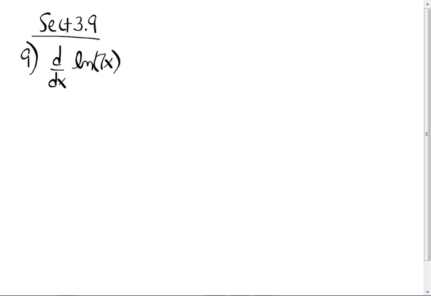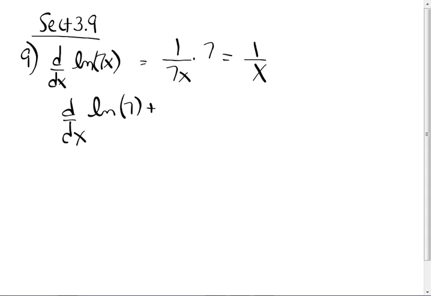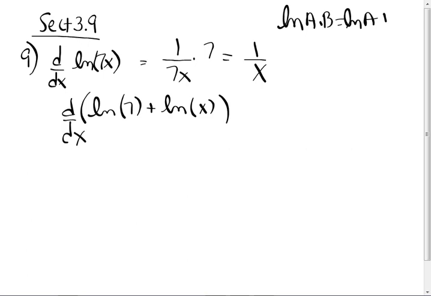Okay. Now, there's the easy way and there's the hard way. Now, the last class thought this was the easy way. It's 1 over 7x times the derivative of 7x, which is 7. And it's okay, which is just 1 over x. Or it's the log of 7 plus the log of x. Do you remember that property? The log of a times b is the log of a plus the log of b.